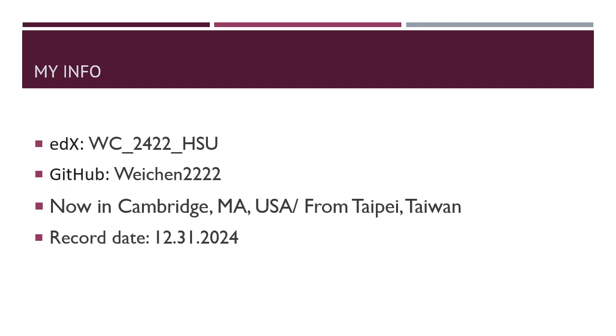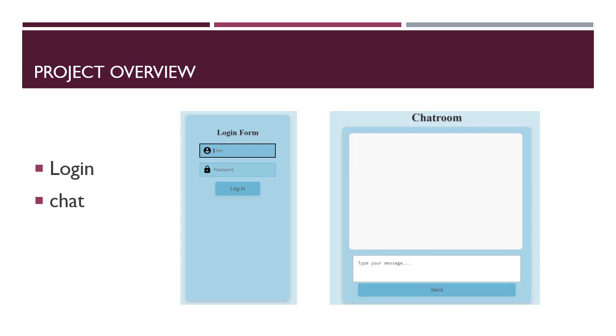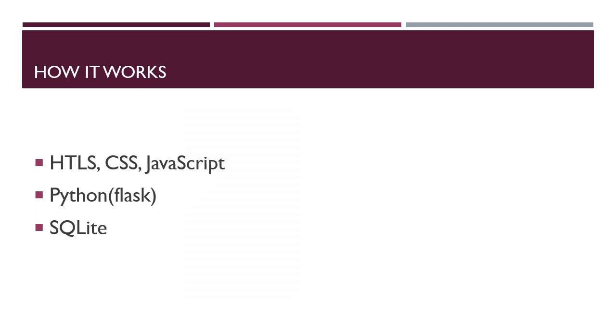Before I continue, here's a quick overview of some of my details. With that, let's move on to the detail of my project. The key features of my project include logging in, real-time messaging, storing data, and showing data. I used HTML, CSS, and JavaScript as my frontend, Python and Flask as my backend, and SQLite as my database.